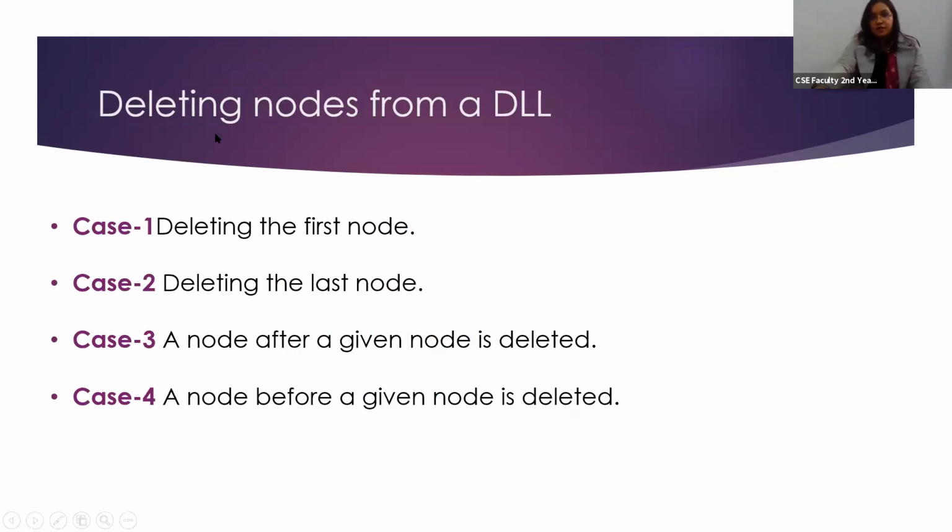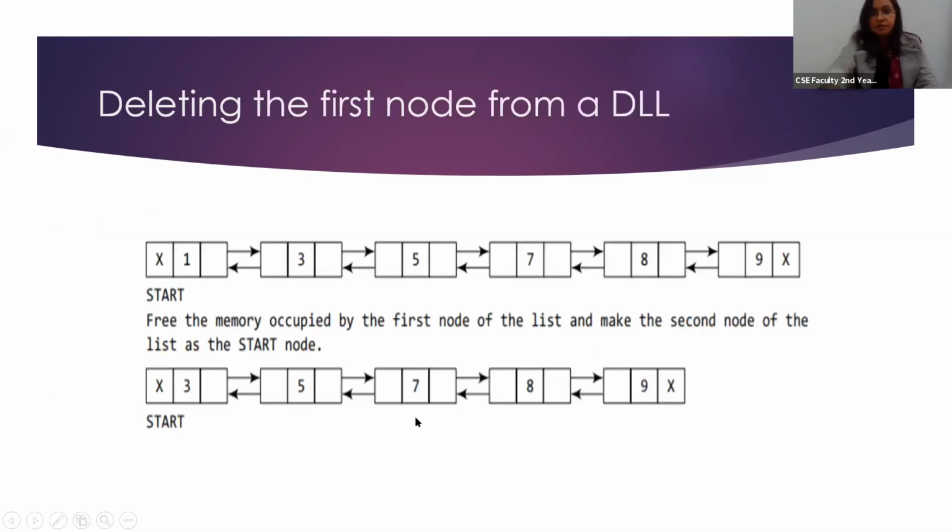Now comes deleting nodes from a doubly linked list. So you have to delete a node from a doubly linked list. This can also be divided into 4 cases or even 3 cases: deleting the first node, deleting the last node, and deleting a node from between. And if there are 4 cases, then you have to write deleting a node after a given node and deleting before a given node. Let us see them one by one.